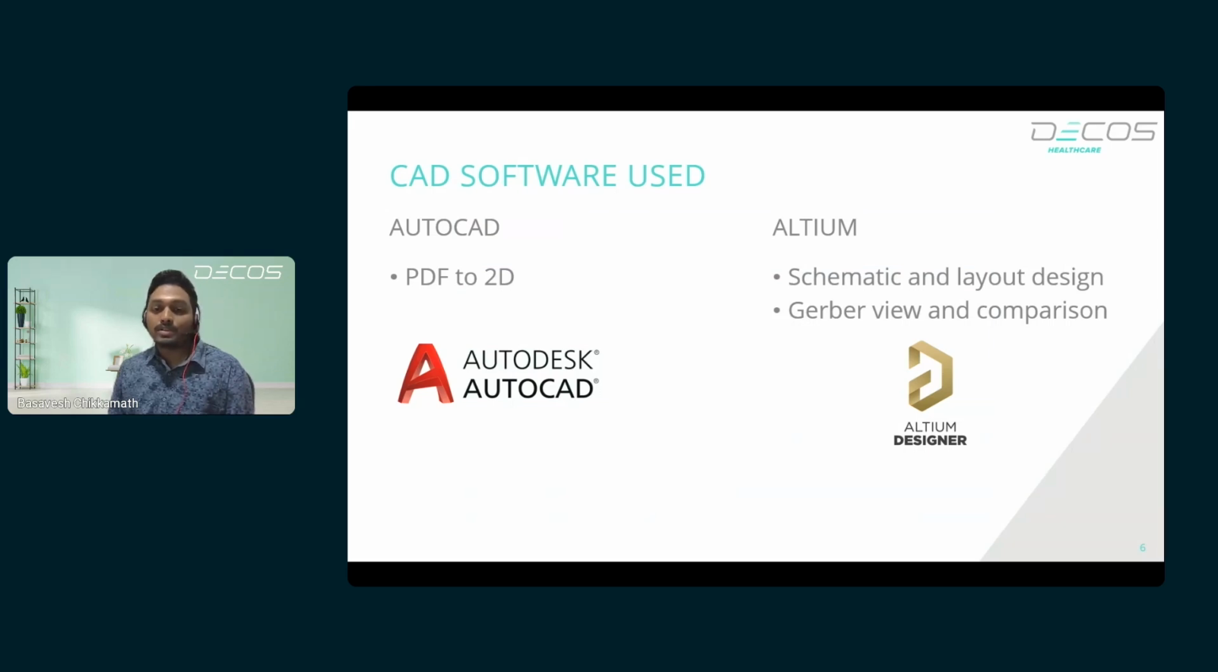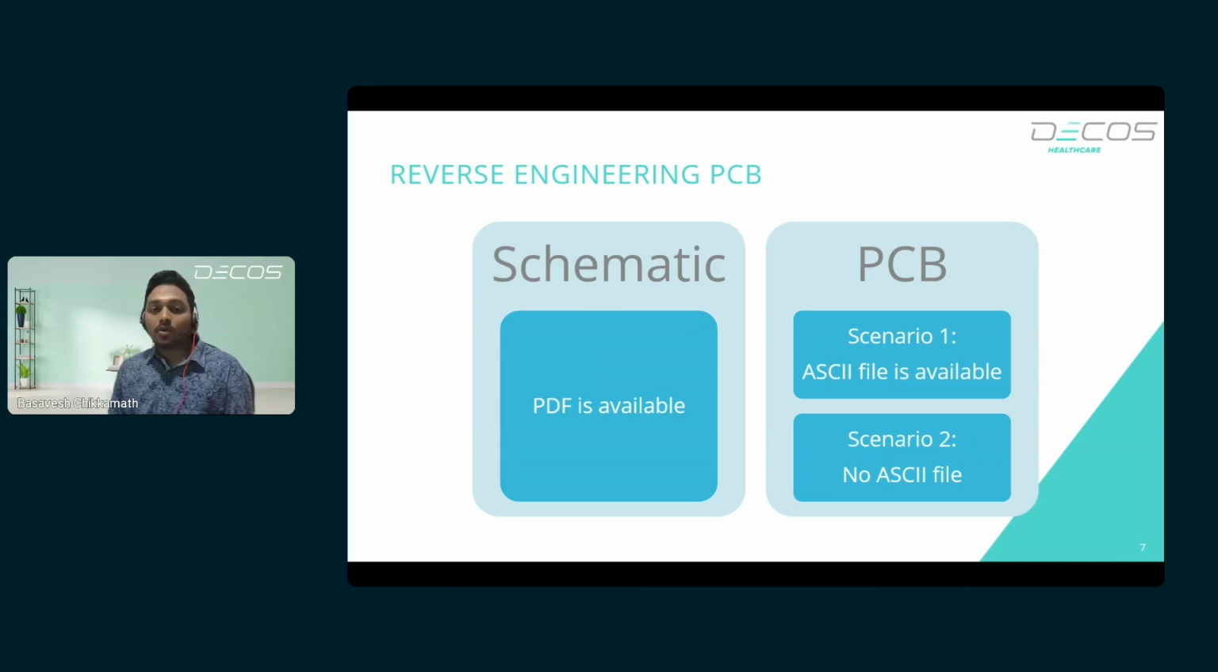Today, to perform reverse engineering, we'll be using the following tools. First is AutoCAD for conversion of PDF schematic to a 2D version of it, followed by Altium Designer for creation of schematic, PCB layout, and to do Gerber comparison. As you might have already guessed, PCB reverse engineering follows a bottom-up approach rather than top-down, where CAD design files are prepared from Gerber data.